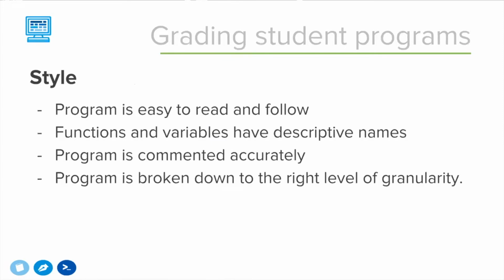However, we also know that when grading, style is an important part to the quality of a program. And good programming style will mean these four things. The program is easy to read and follow. Functions and variables have descriptive names. The program is commented accurately, and the program is broken down to the right level of granularity.